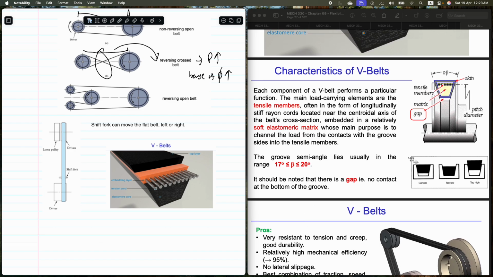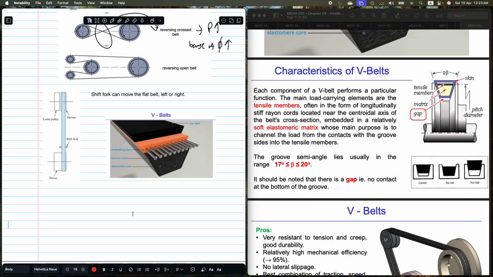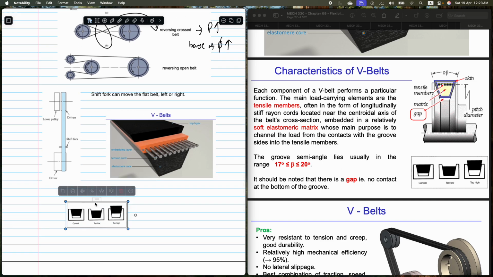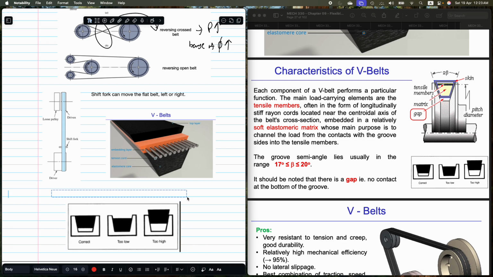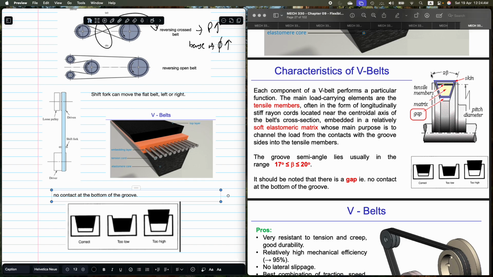Okay, so let's actually write this down. So this figure can come, and why is this important? This is because, so over here, with this, no contact at the bottom of the groove. All right, and the groove semi-angle. So is this angle here from here to here? Because they're saying the groove angle between this.